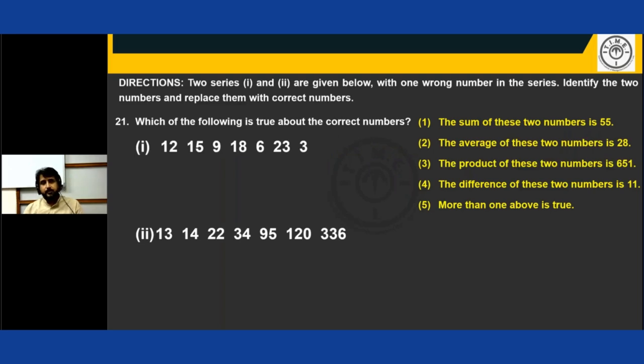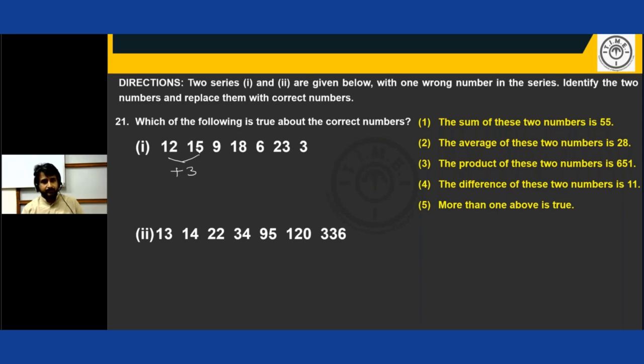Here comes the multiple series. Two series 1 and 2 are given below with one wrong number in each series. Identify the two wrong numbers and replace them with the correct numbers. Now, we have given a series, very simple. 12 and 15, plus 3. These are memory based questions, exact logic, which are given in mains.